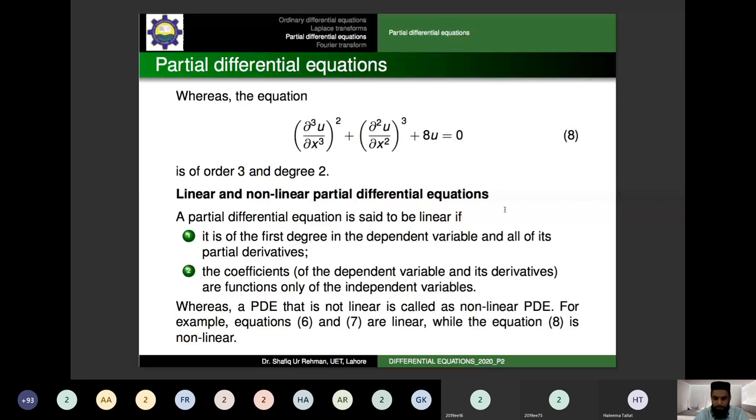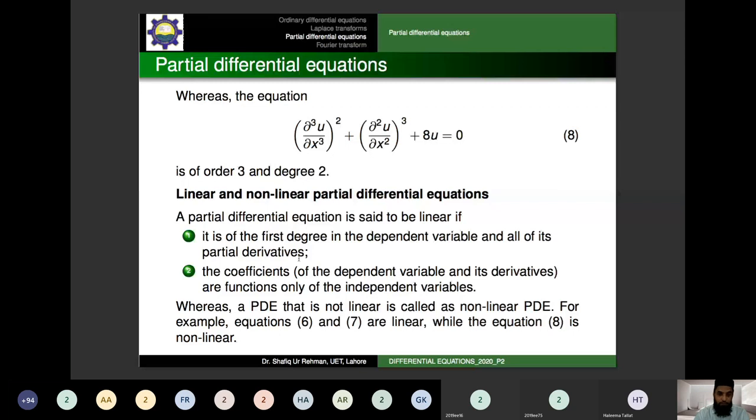When we talk about a partial differential equation, on the basis of those characteristics, we can easily observe whether the equation is linear or non-linear. So we say that a partial differential equation is said to be linear if it is of the first degree in the dependent variable and all of its partial derivatives, pretty much the same criterion as we have discussed in the case of ordinary differential equations.